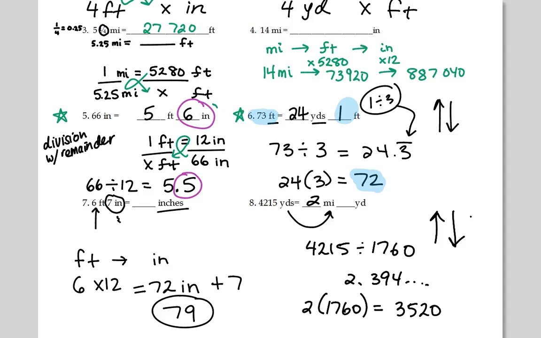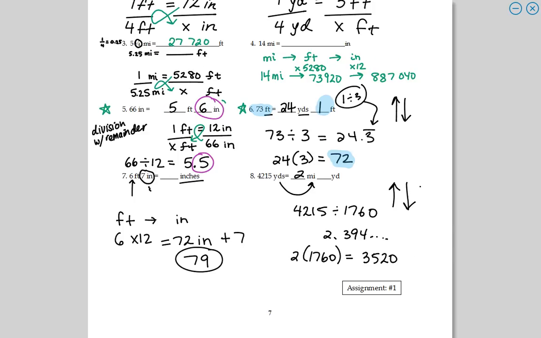3520. So what's the remainder from 3520? 4215 take away 3520. That's the remainder. Division with remainder. 695. Yikes. That's it for the video and the lesson.